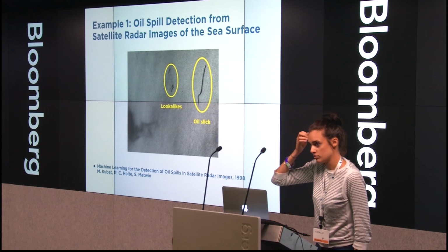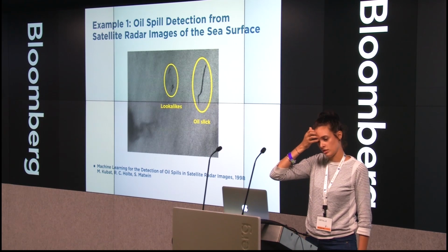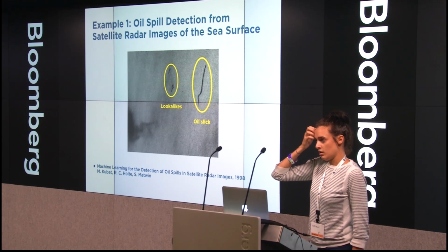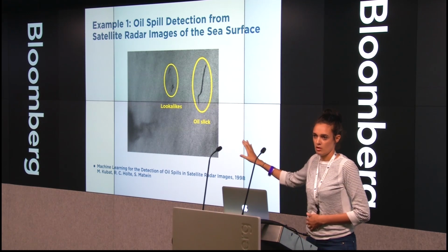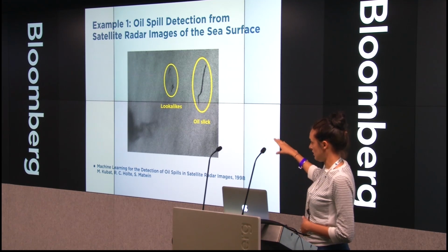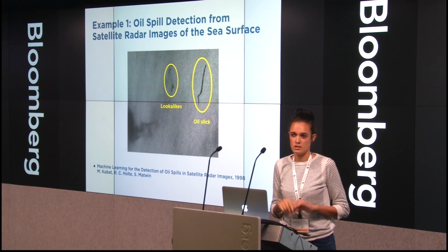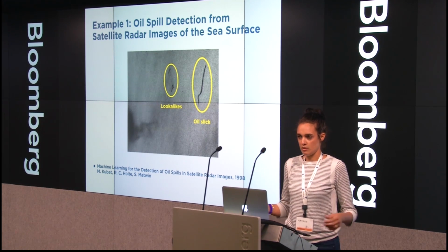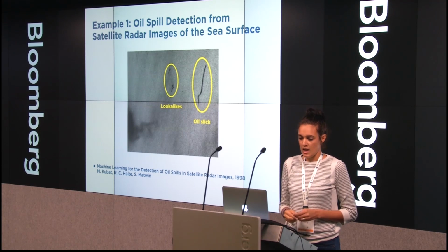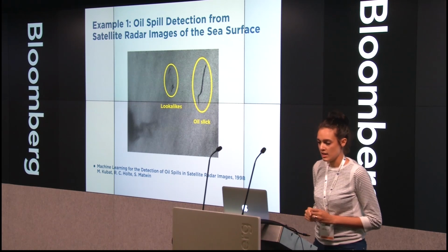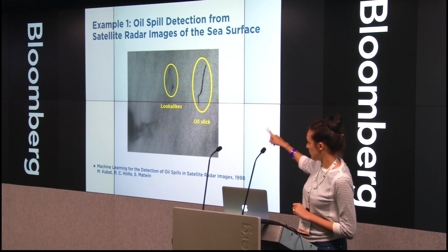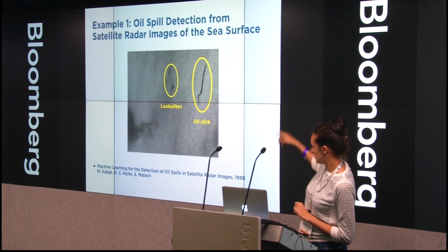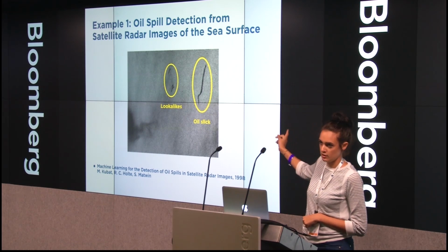So I'm going to launch right into some more interesting examples. This is a satellite radar image of the sea surface, and these images are typically used to detect oil spills. These oil spills originate from ships mainly, and the oil slicks are actually less reflective of radar than the average ocean surface, and so what you end up with are these black regions on the images. The one on the right is the oil slick.